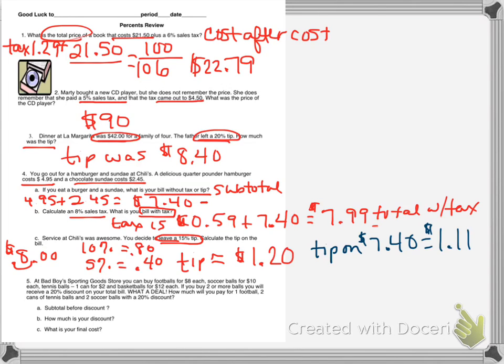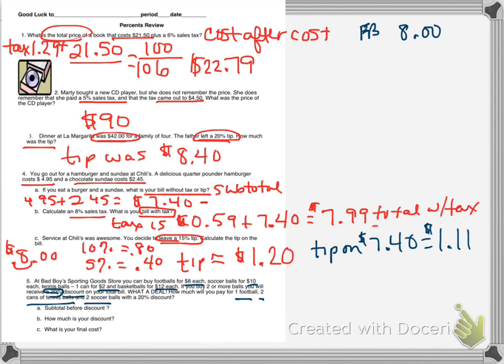Sporting goods, you can buy footballs for $8 each, soccer balls for $10, tennis balls in a can for $2, and basketballs for $12. If we buy 2 or more balls, you get 20% off. Now this is a discount, so that's a minus. What a deal. How much will you pay for 1 football, 2 cans of tennis balls, 2 soccer balls with a discount? So subtotal means we got to add them all up. So we have 1 football. Footballs are $8 each.